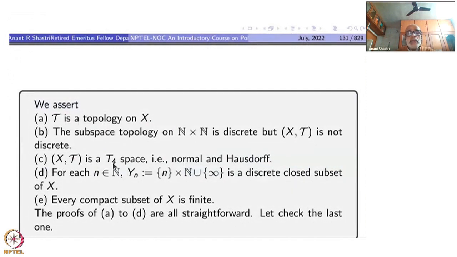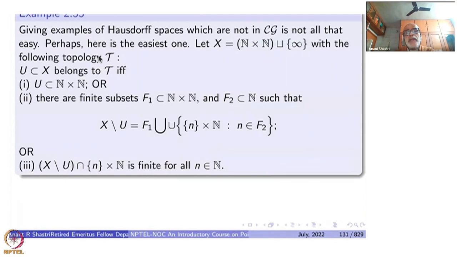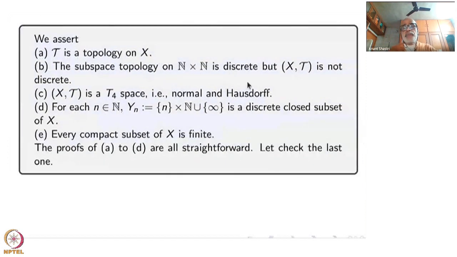Third thing is here, X tau is actually a T4 space. It is Hausdorff and it's normal. Once again, because N cross N is already a discrete space, we have to verify it only where one of them contains infinity. For example, any point here can be separated from infinity because you can take this point itself as an open subset, and its complement is also an open subset because it's a closed subset also. That will contain infinity. So Hausdorffness is over. Similarly, you take disjoint closed subsets, and you must be able to show that there are disjoint open subsets. I will leave it to you to verify the normality. Okay, so it is a T4 space.